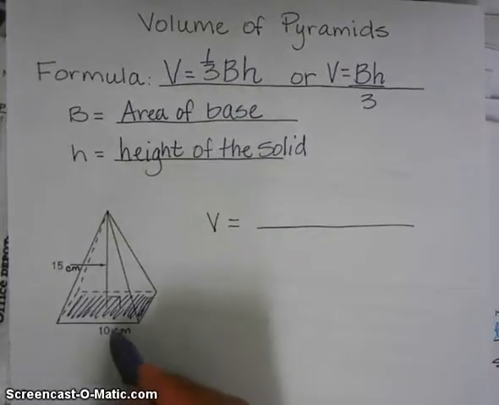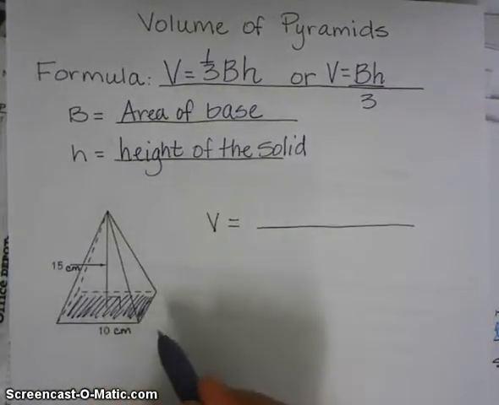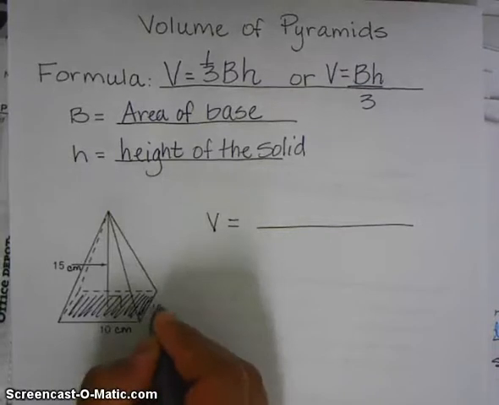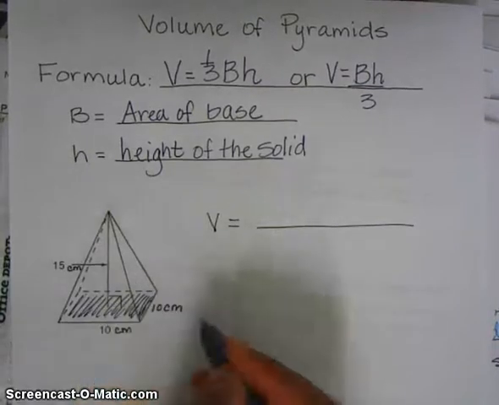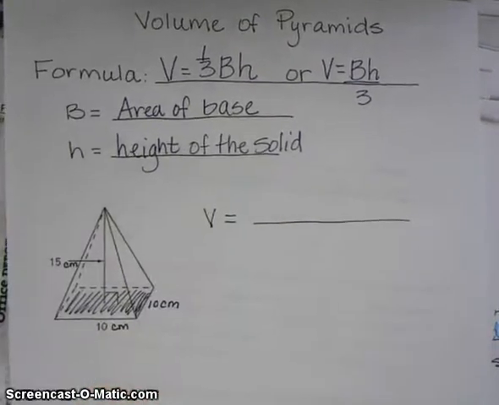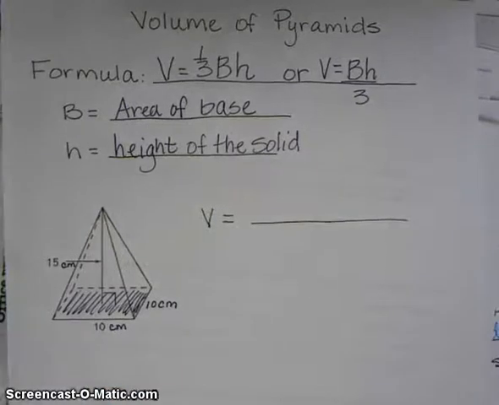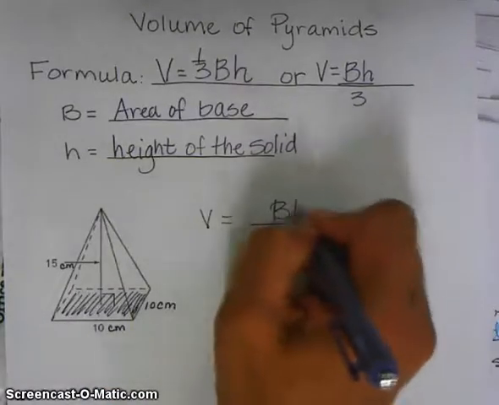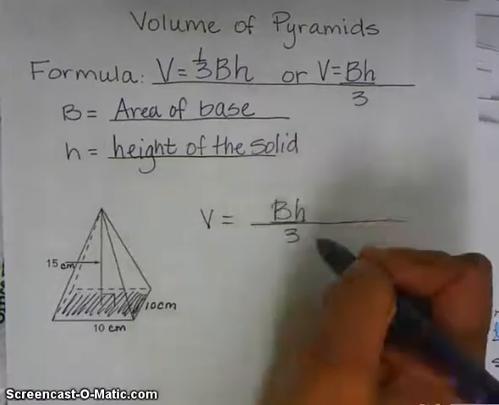Now, I said rectangle, but if you look, I only have one dimension. If I only have one dimension, that means that it is a square, and I can go ahead and write 10 centimeters for the missing side length. Okay, you always want to start with the formula, volume equals capital B H divided by 3.